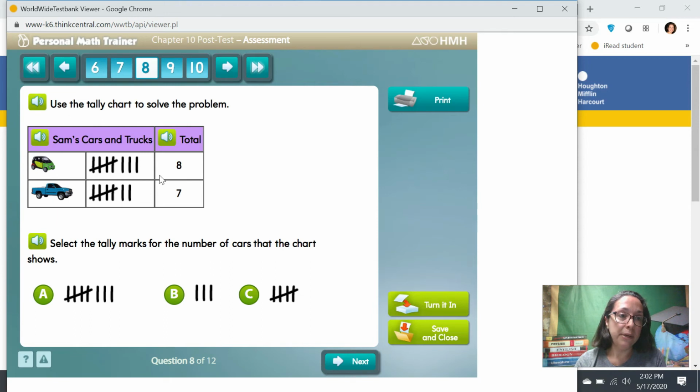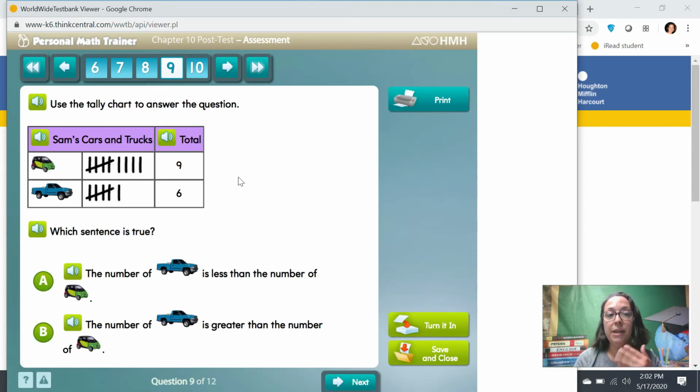All right, number 8, we have the same type of tally chart, and here's our question. Select the tally marks for the number of cars that the chart shows. Okay, so está preguntando cuántas marcas de conteo representan cuántos carros hay. So tienes que mirar la gráfica y escoger cuál de estas va con la gráfica. Make sure you pick the one that goes with the cars on the graph.